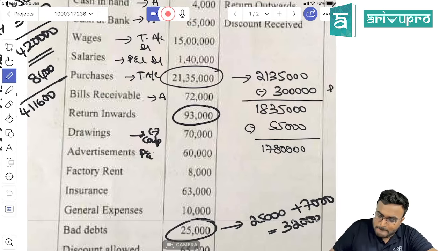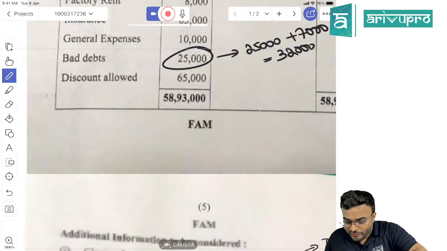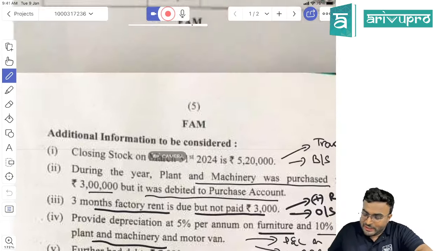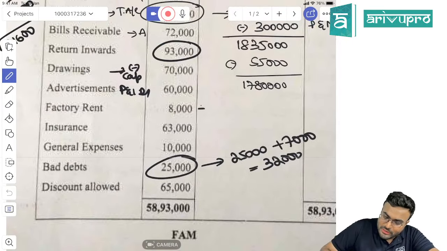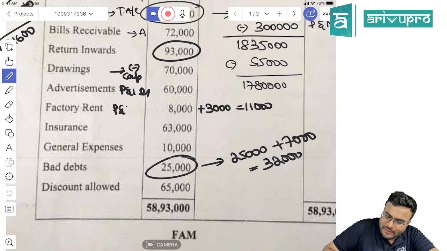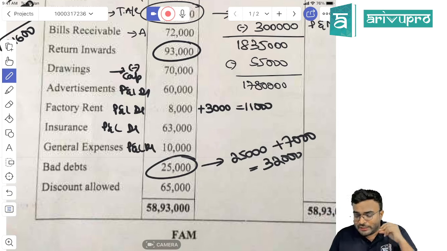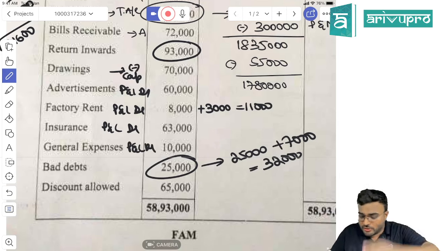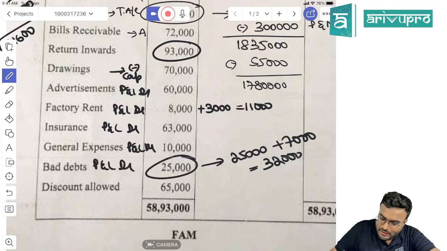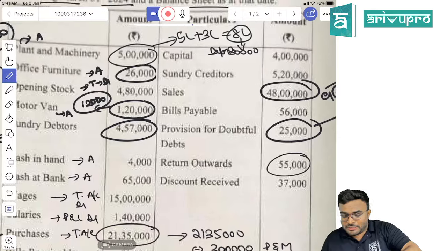Advertisement expense, P&L debit. Factory rent, P&L debit. Rent, what we have to remember? There was this outstanding rent of 3 months. So what you will do? 8,000 plus 3,000. Your rent will be shown as 11,000. P&L debit. Insurance, P&L debit. General expenses, P&L debit. Bad debt, we have already discussed this. What will you do? 25,000 will be debited plus 7,000 also will be debited. P&L debit. Discount allowed also will be debited to P&L. Clear? Simple items in the trial balance.